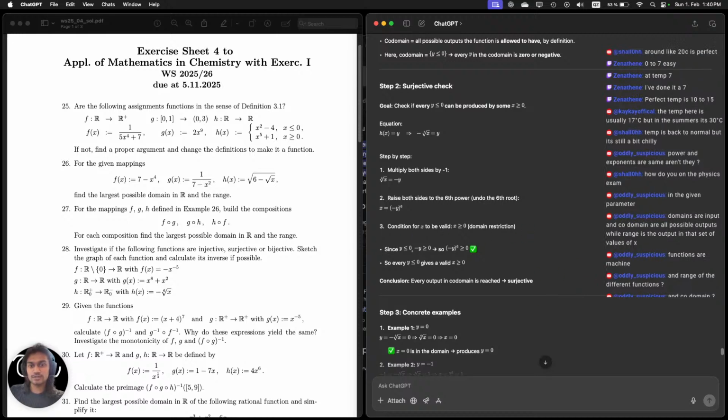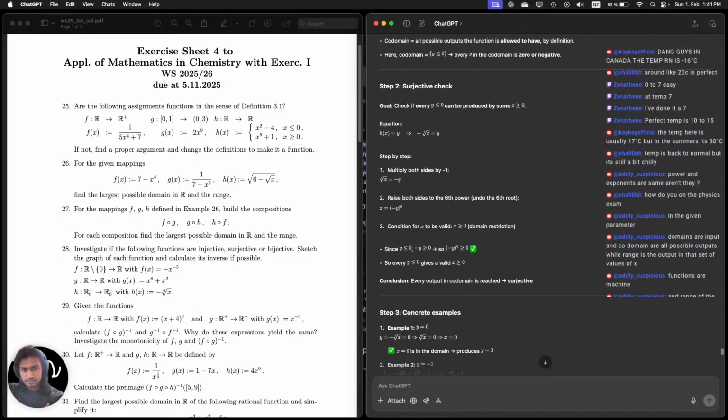Around like 20 degrees is perfect. Yeah, that temperature you can just... I mean, if you're actively moving, that's like good temp.